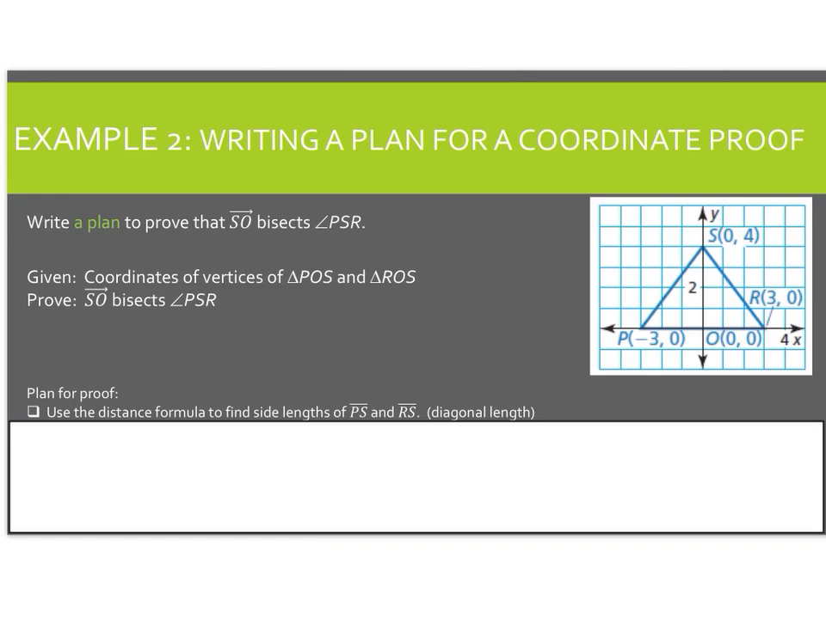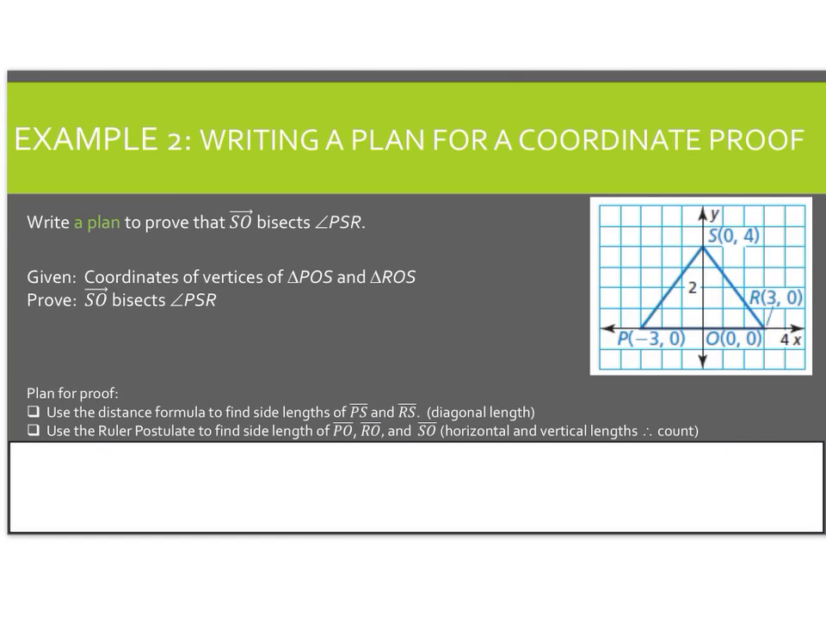So that's why we have those three formulas, the distance formula, the midpoint formula, and our slope, because we won't be able to figure out angle measures. We can only figure out side lengths. So we use our distance formula to figure out diagonal lengths. We would use the ruler postulate to figure out side lengths PO, RO, and SO. In other words, horizontal and vertical lengths, therefore we just count. That's what the ruler postulate's all about. Just counting along horizontal lengths. So count 1, 2, 3, and then up 1, 2, 3 if it's vertical.